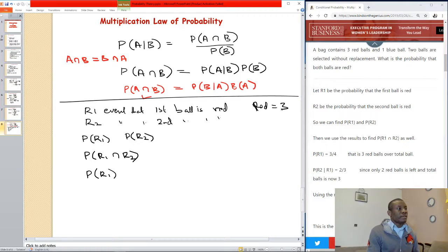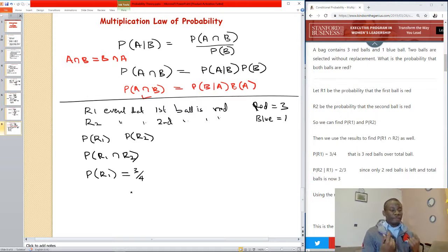There are 3 red, 1 blue. So total balls is 4. So probability that the first ball is red is simply 3 over 4, right? 3 over 4. This is very clear.